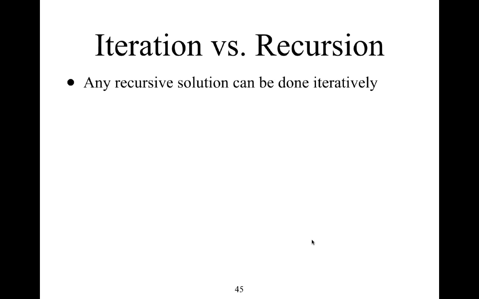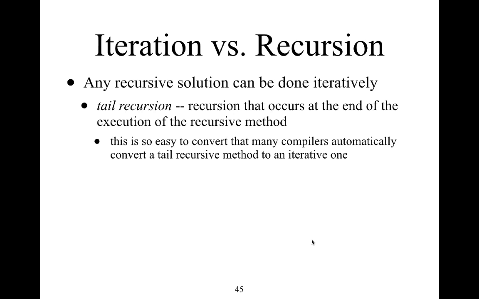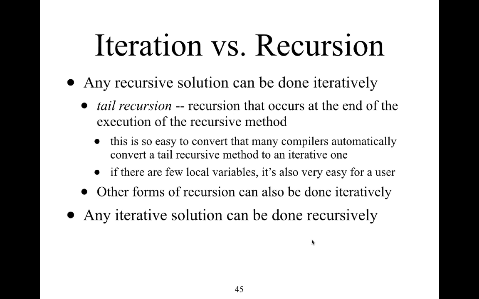Revisit iteration versus recursion. Any recursive solution can be done iteratively. Tail recursion occurs when the recursion occurs at the very end of the execution and no other execution takes place. Those are very easy to convert to a non-recursive, to an iterative solution, and many compilers will do that. If there are a few local variables, it's also very easy for a user to do it by hand. Other forms of recursion can also be done iteratively.